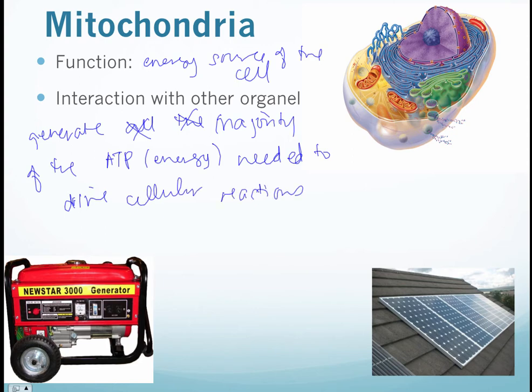And so it does generate the most amount of ATP, especially in the presence of oxygen. So the majority of ATP will be produced in the presence of oxygen. If we don't have any oxygen, we do not undergo the energy production in the mitochondria. But mitochondria will produce the most amount of ATP in the presence of oxygen.